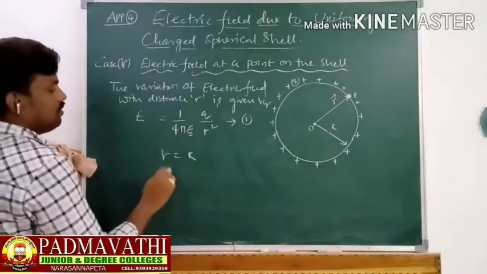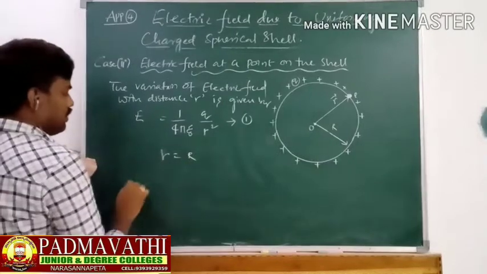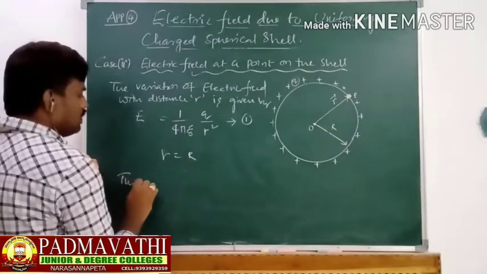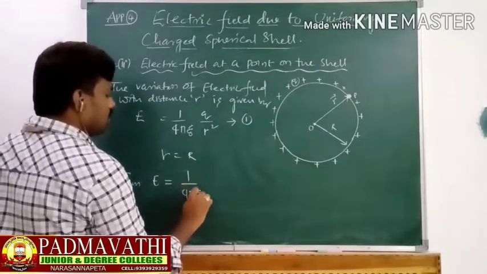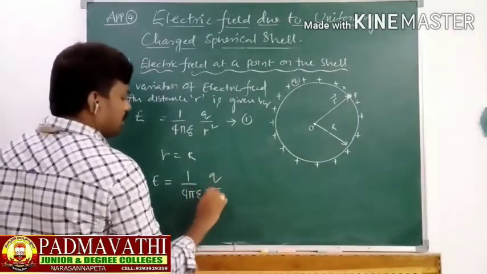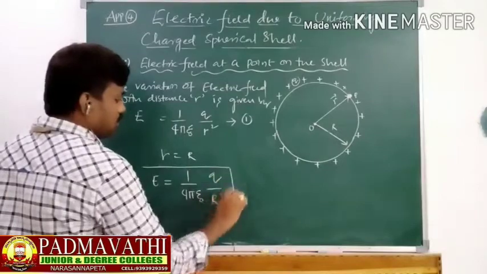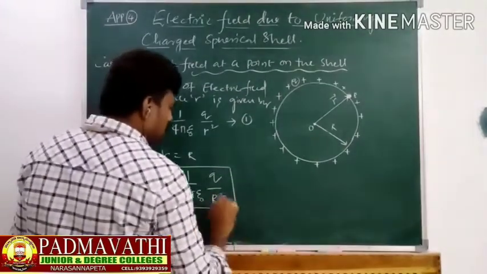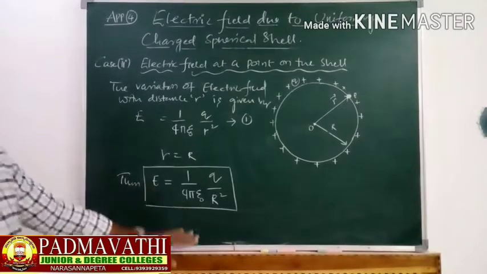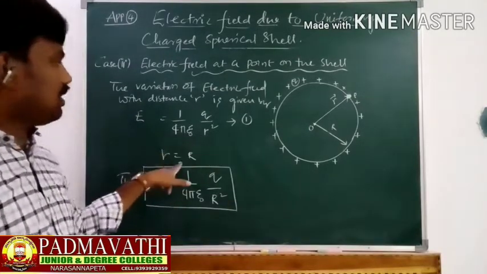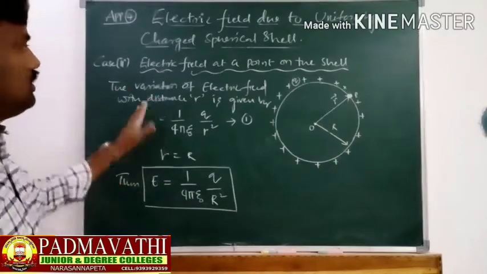So if you replace small r with capital R, then E becomes 1 by 4 pi epsilon naught q by capital R square. This is a very easy result. Simply we replace small r with capital R. That's it. That is the second case.